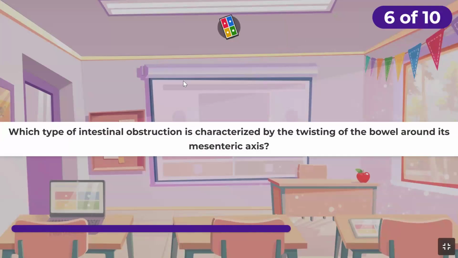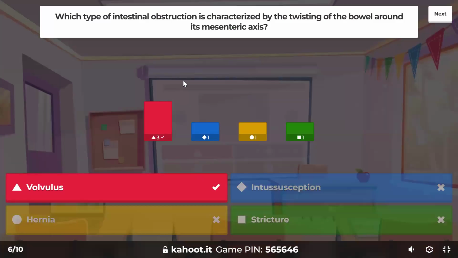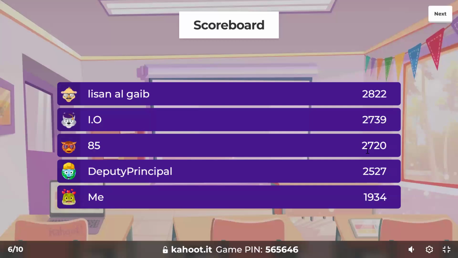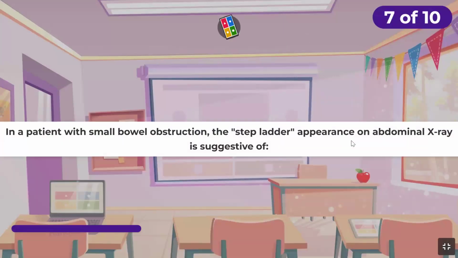Sixth question. The type of intestinal obstruction characterized by twisting of the bowel around its mesenteric axis. Many people have contrasting points on that, but the answer is volvulus. I think we can go to the next one. We have a new leader on the scoreboard.